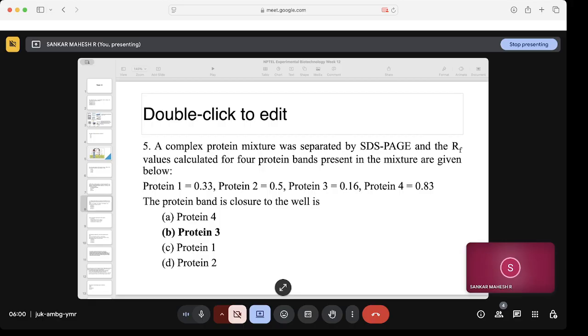Did you get the question? Sir, it's a little bit confusing. No issues. We agree that the tracking dye will be our denominator. The distance traveled by the tracking dye will be in our denominator, right? We agree on that. Yes. Now, let's say there is a protein of higher molecular weight. What will its retention factor be? Will it be higher or lower? That is the question.